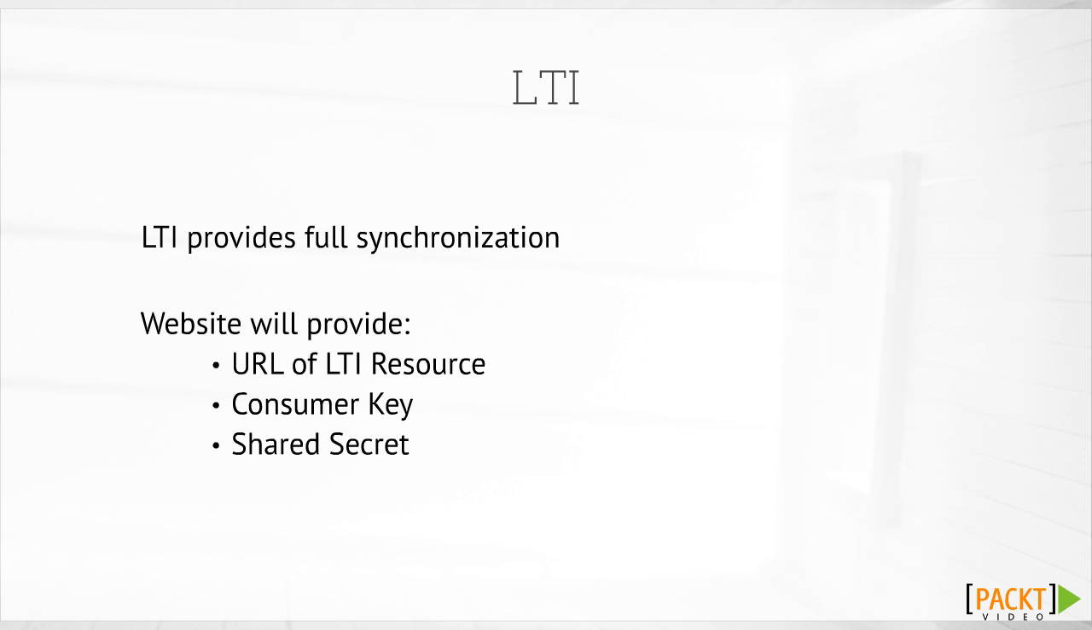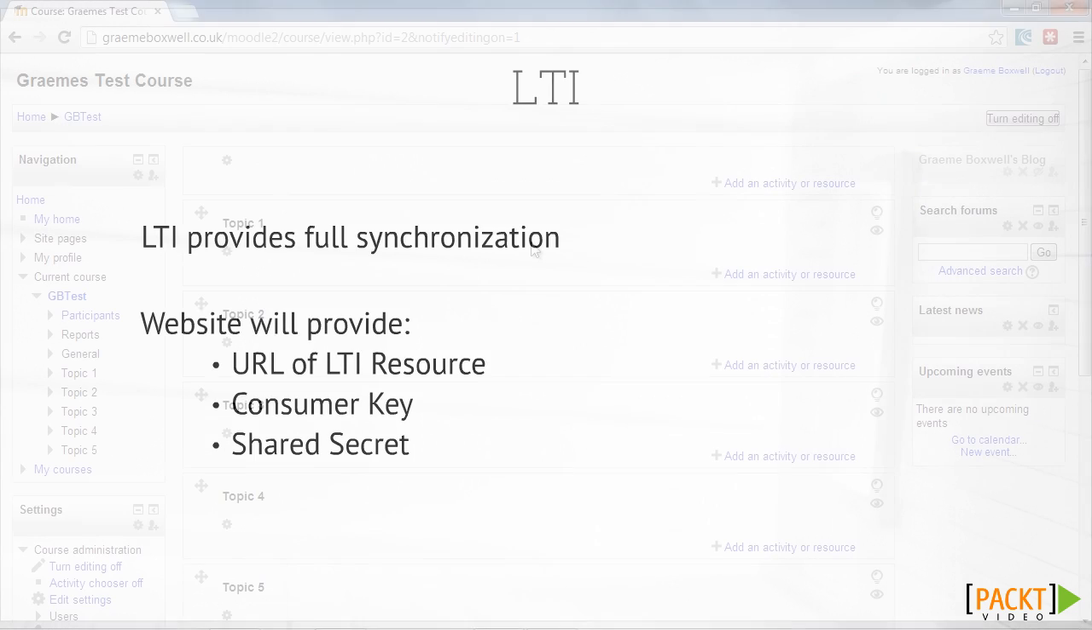When you subscribe to a site that offers LTI, you will receive three pieces of information: the URL of the LTI resource and two authentication tools called the consumer key and the shared secret. These are small codes that only you and the provider know, so you can set up a secure link between Moodle and their LTI tool. So let's look at how we could add LTI into our Moodle site.